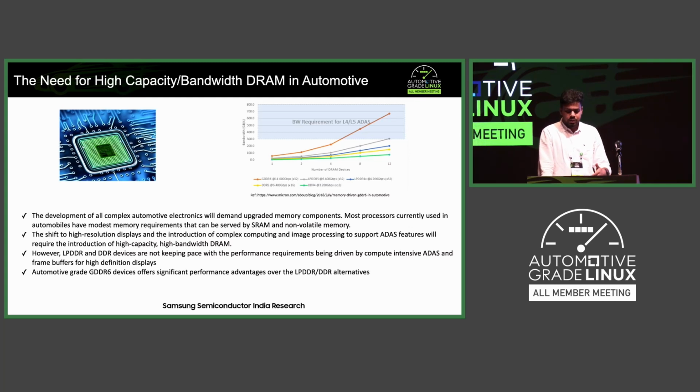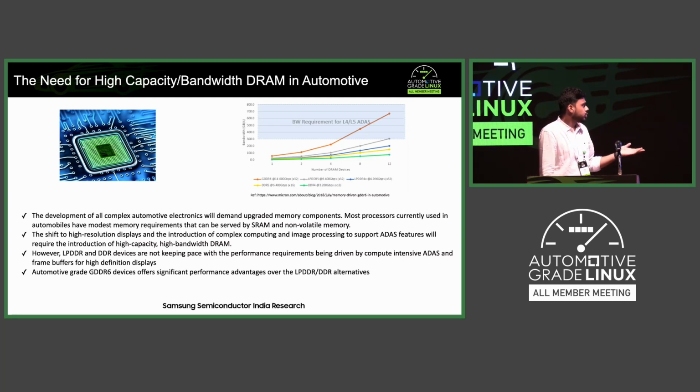What is the need for high capacity, high bandwidth DRAM in automotive, although we have cheaper SRAM memory or non-volatile memory? Previously, most of the processors used in automotives had very modest memory requirements, so SRAMs or non-volatile memory were able to accommodate them, but based on the complex automotive logic which is needed, we need high bandwidth DRAMs. Also, the shift to high resolution displays due to GPUs, or the introduction of complex computing for image processing, needs DRAM as well.